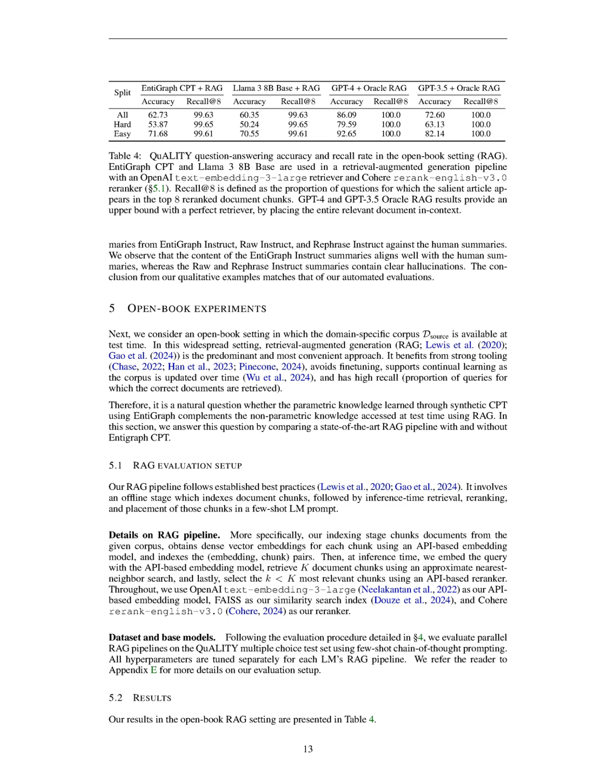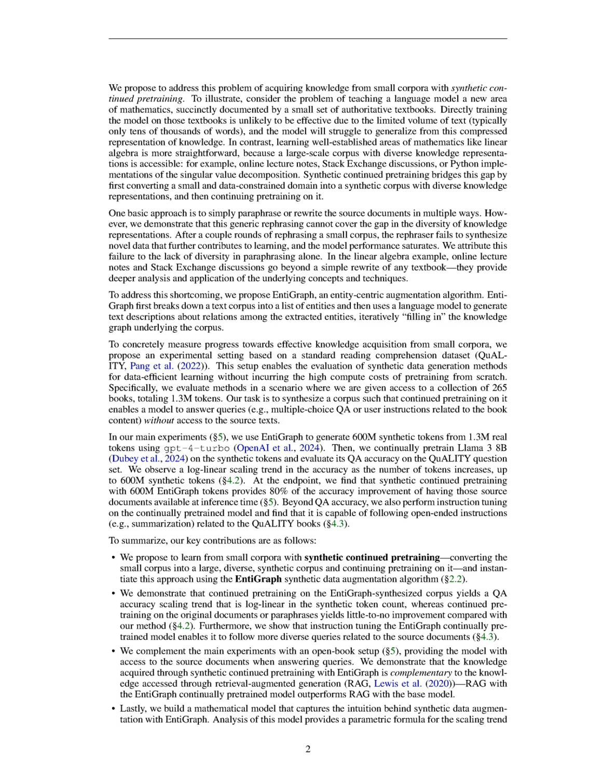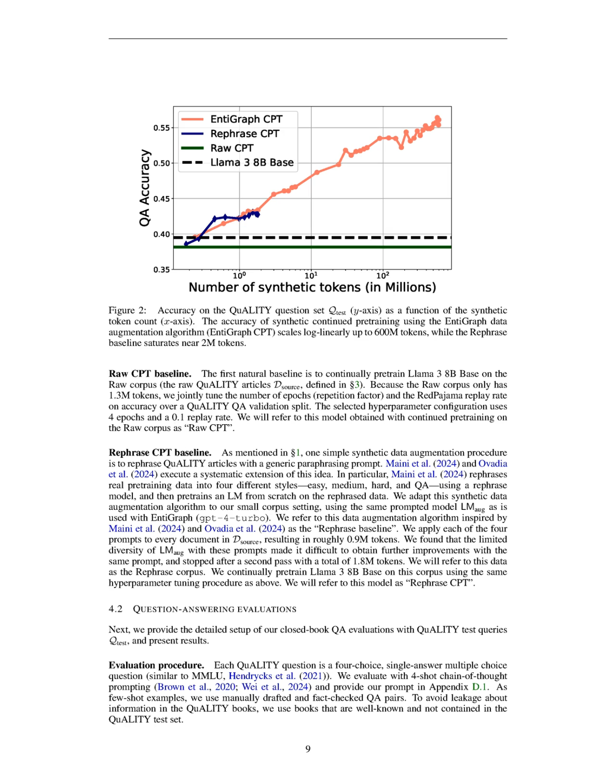Empirically, the approach demonstrated that continued pre-training on the EntiGraph corpus resulted in a substantial accuracy improvement, from 39.49% to 56.42% compared to traditional methods, which plateaued at lower performance levels. Additionally, the knowledge gained through synthetic continued pre-training is complementary to retrieval augmented generation (RAG), indicating that it enhances the model's performance in knowledge-intensive tasks without requiring access to the original source documents during inference. Overall, EntiGraph's hierarchical prompting strategy fosters diversity in knowledge representation, which is crucial for effective learning from small datasets.